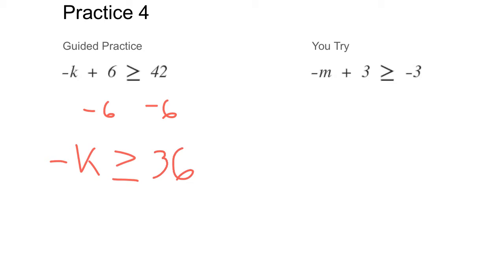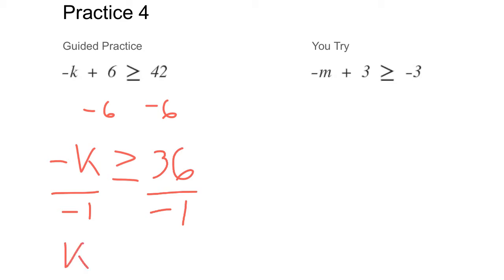Now, with the -k, you're like, well, there's no number there. How do I get rid of the negative? Well, there is a number there. 1 is actually there. So we can either multiply by -1 or divide by -1. I'm just going to divide by -1 because I just want to choose that way. And I'm going to do it on both sides.